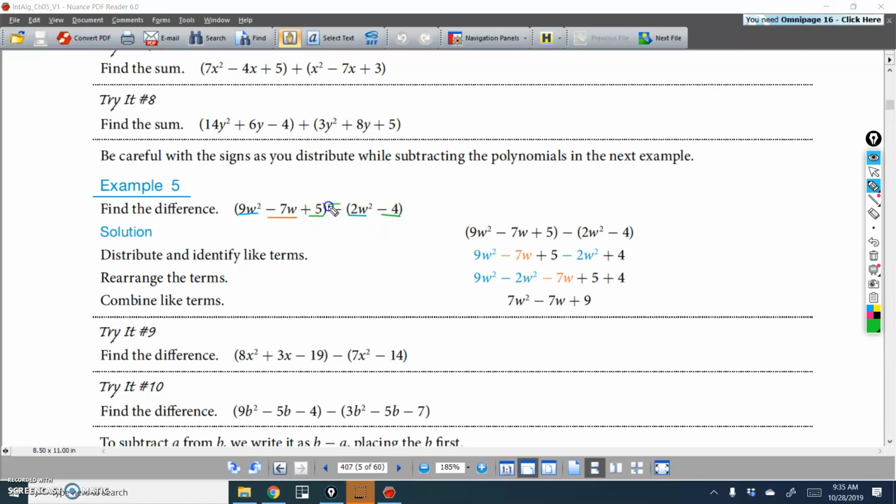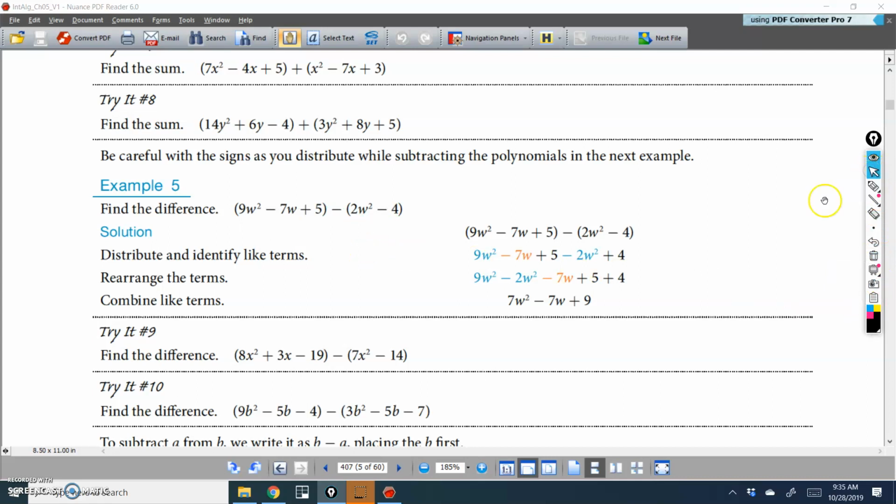Now we need to be careful, though, because there is a subtraction in the middle. So let's go back to black. Alright, 9w squared, so we basically have 9 minus 2, so that's 7, and this was for the w squareds. Negative 7w, there's nobody else for that one to play with, so it is by itself. Now constants, 5 minus negative 4. We have a minus, so this is actually going to go plus. So 5 minus negative 4 ends up being a plus 9. And that'll be our combined polynomial here.